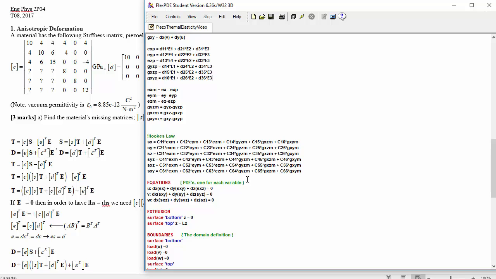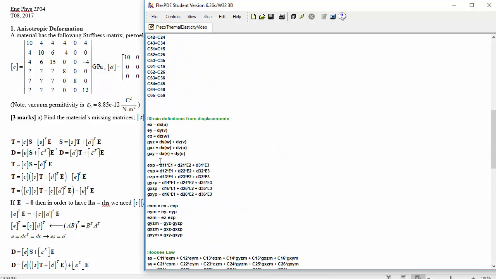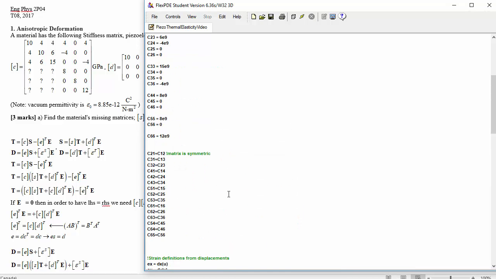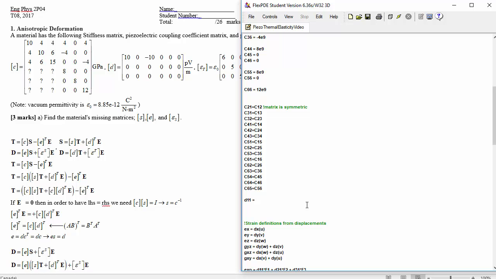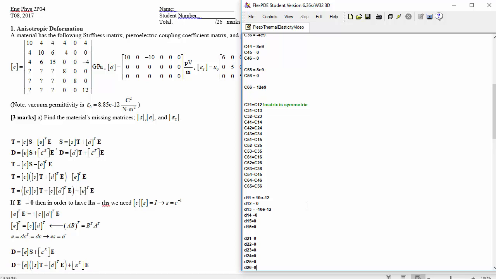Cool. Then all we would need before this will actually run is to define what these D matrix components are. So we should get an error saying that it doesn't know what D11 is when we try to run this. Yeah. So we actually just have to type that in. So looking over at the matrix that we have, D11 is 10, D12 is 0, D13 is negative 10 in the rate units, E minus 12, E minus 12. D14 is 0, D15 is 0, D16 is 0. D21, 0. 25 and 26. And then same thing for the third row.